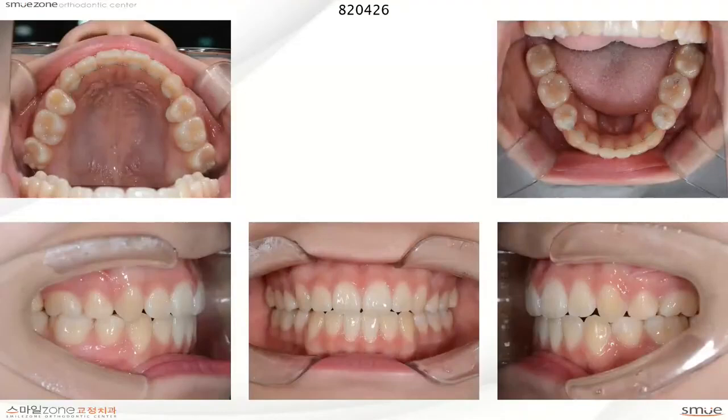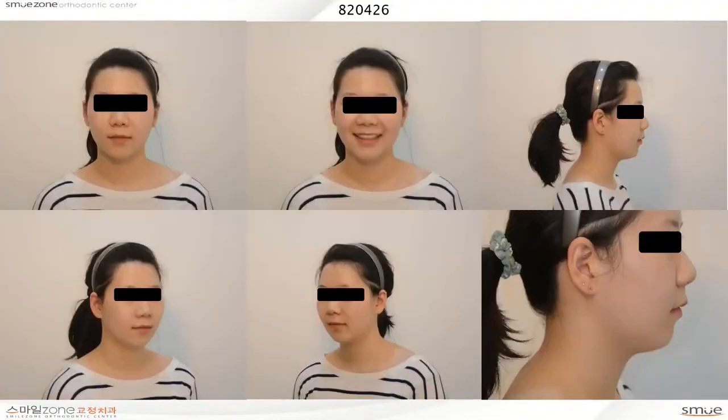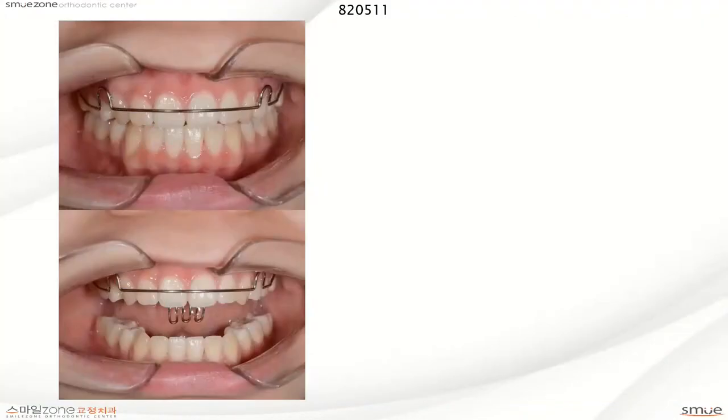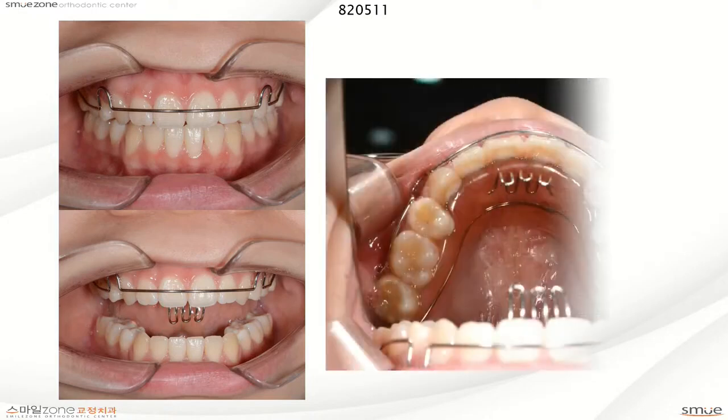She had a very little bit of a tongue thrusting habit. So I got her a retainer, and I came up with a tongue clip with a circumferential retainer.